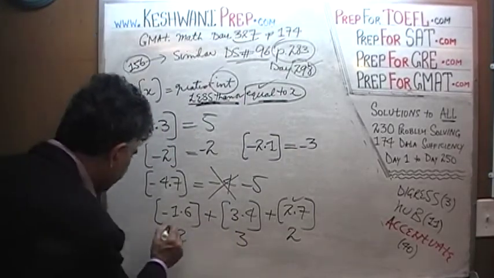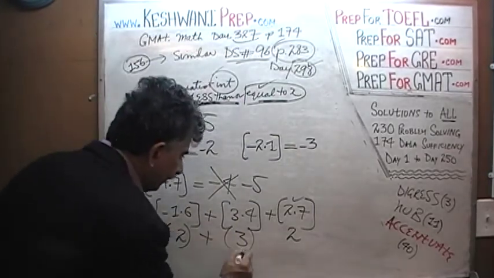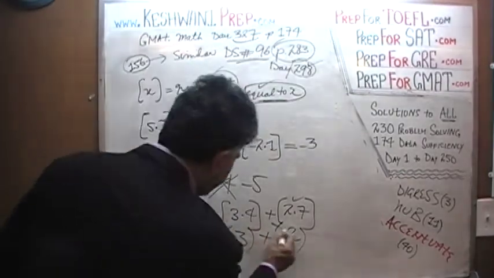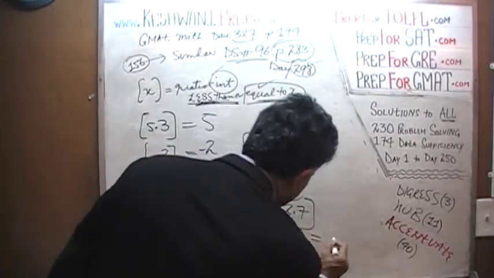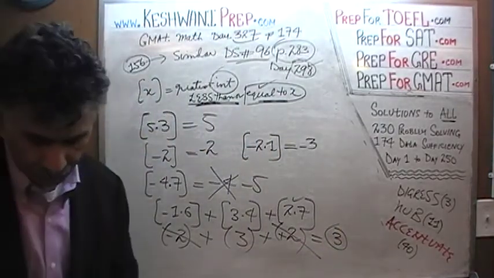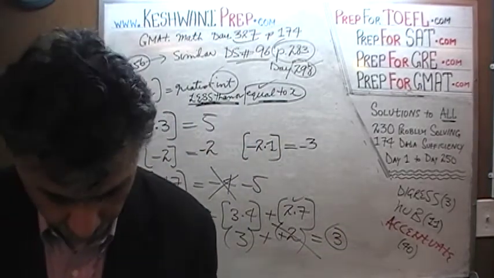So we have a -2 plus a 3 plus a +2. -2 and +2 are going to kill each other, and the answer is 3. The answer to the problem is 3. Let's do the next one, shall we?